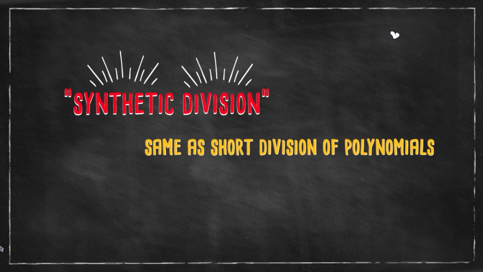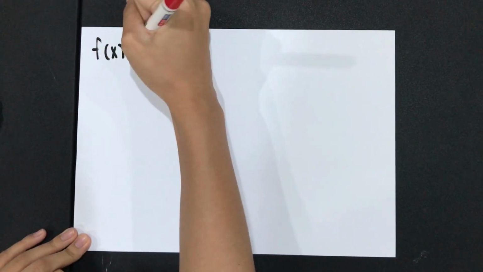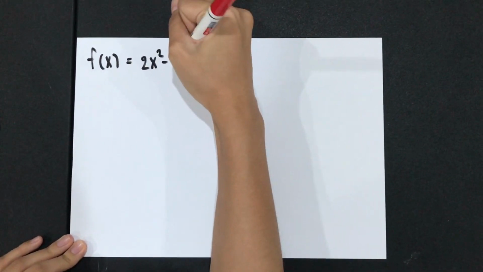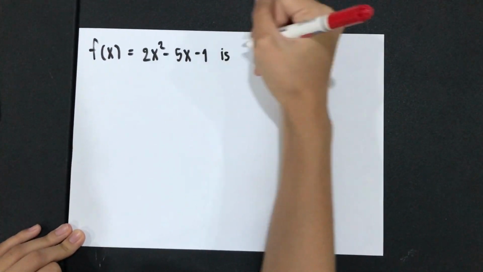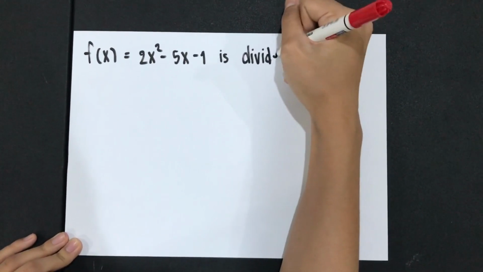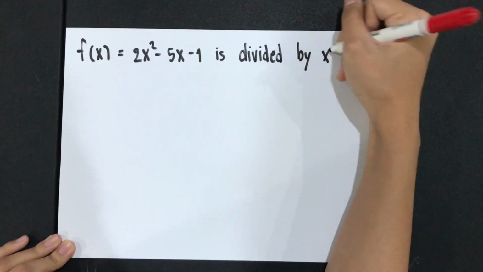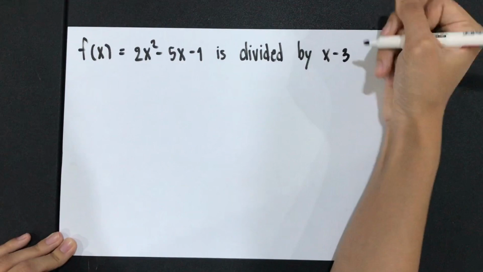Now let's do them. This method is called synthetic division, or it's the same as short division of polynomials, I think. This method you should understand by following the example. Pay attention in every step. The question is f of x equals 2x squared minus 5x minus 1 is divided by x minus 3. First, let me ask you something. What is the value of x in this equation?